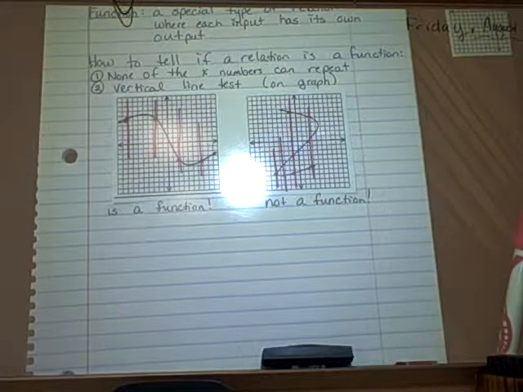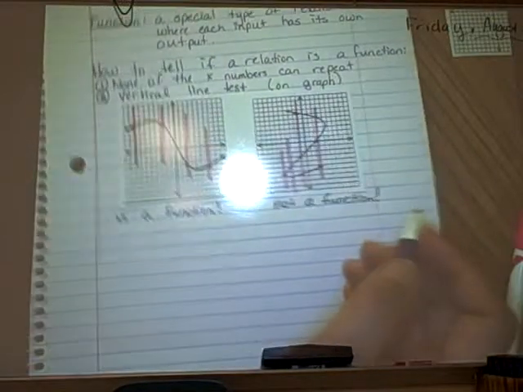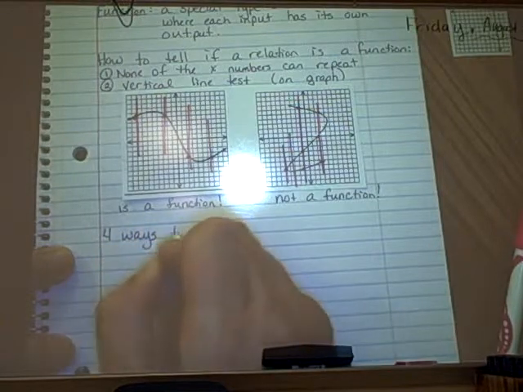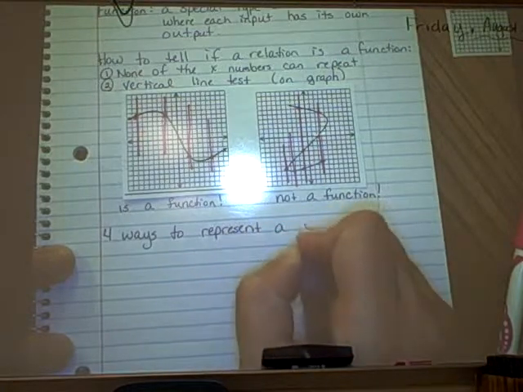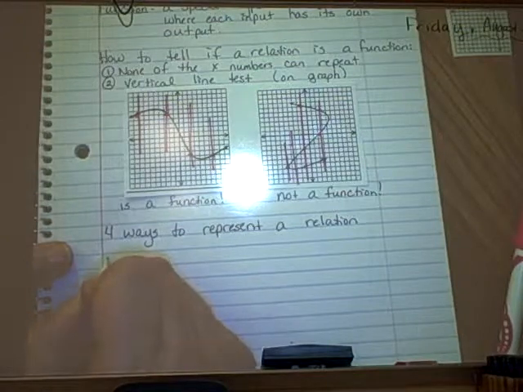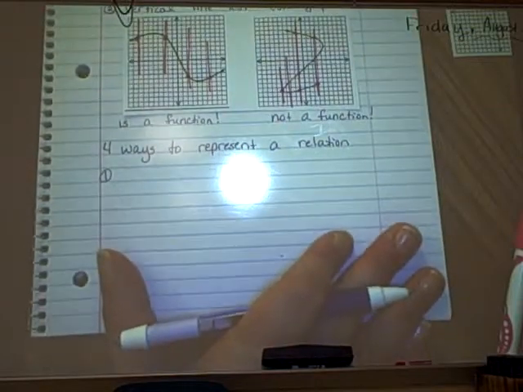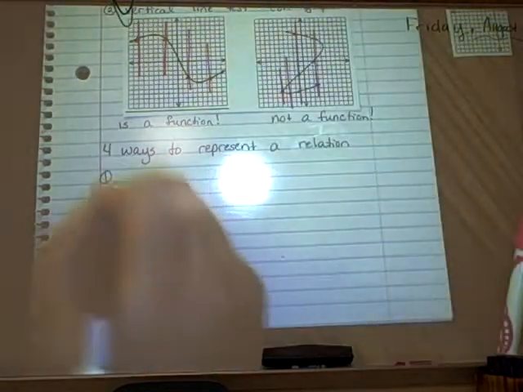So we're going to do a little bit with a couple of relations. We're going to decide, are they functions? But we're also going to learn the 4 ways how to write them. There are 4 ways to represent a relation. The first way, what have we been looking at? What are these? Graphs. The first way is a graph.